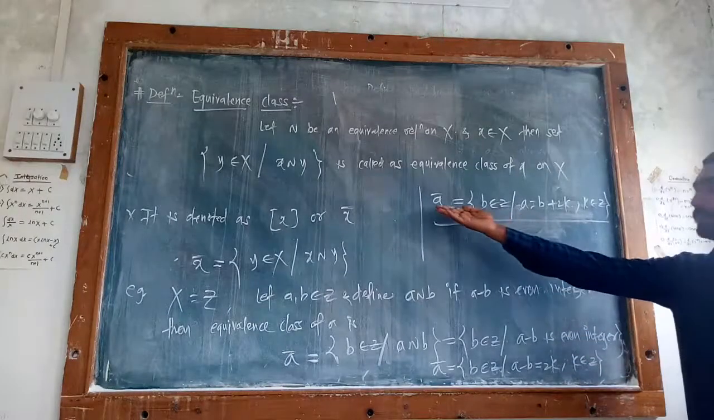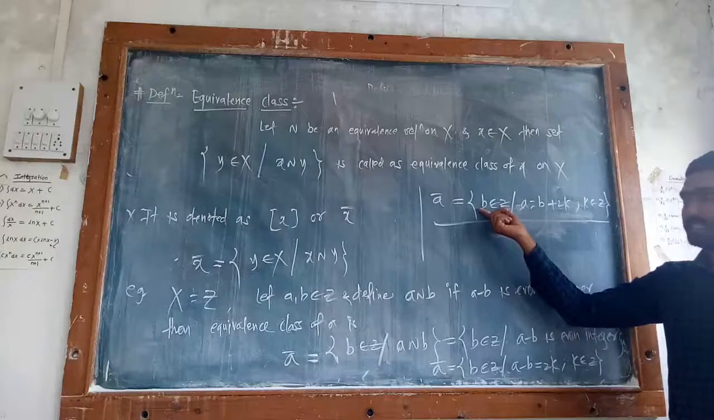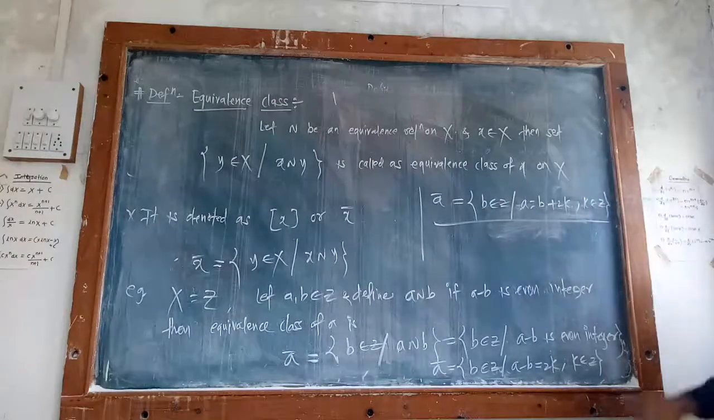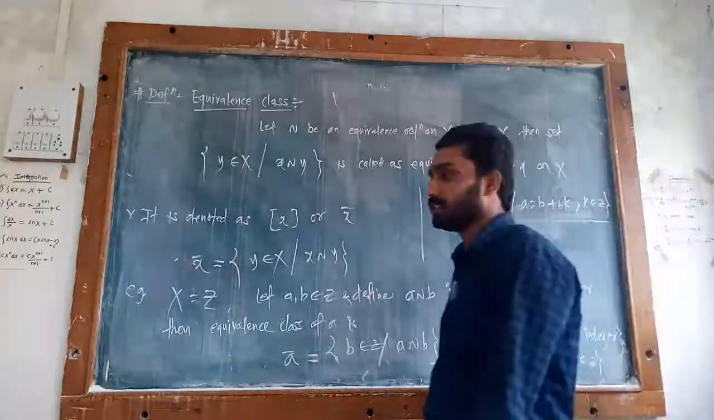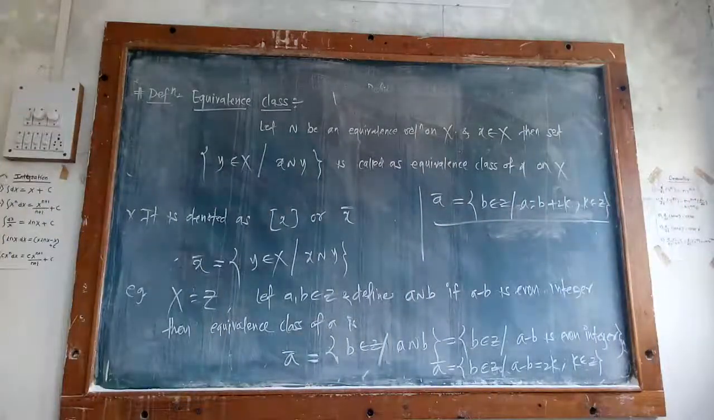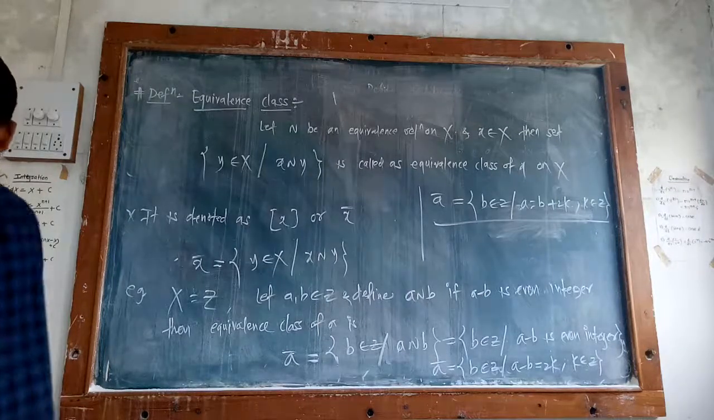This is your equivalence class of a in that example. Okay? What is your equivalence class of a? The collection of all integers b such that a equals b plus 2k, where k is again an integer. This is your equivalence class of that example. Okay? So it is so simple. So today we have to study equivalence class and that example.